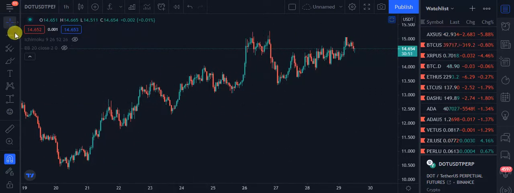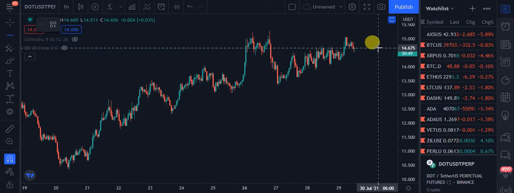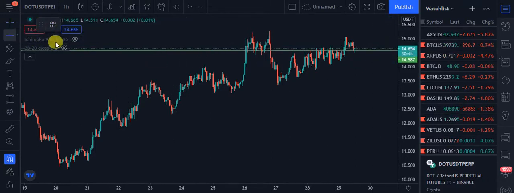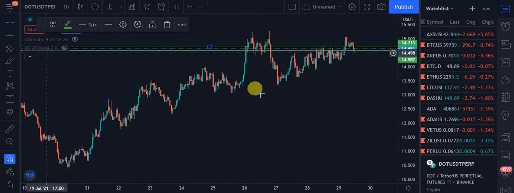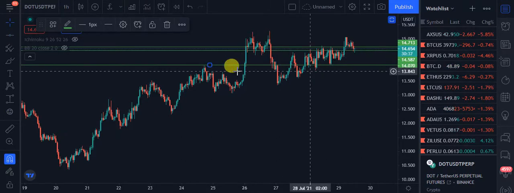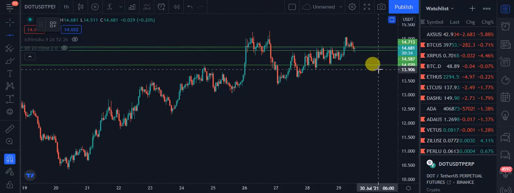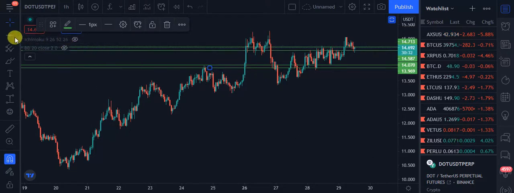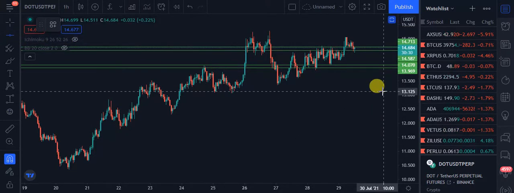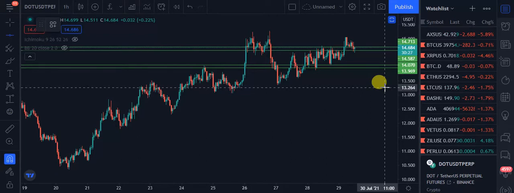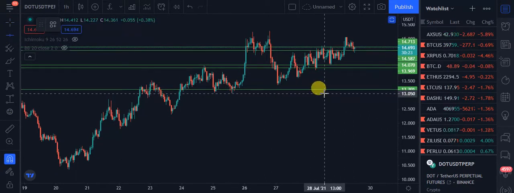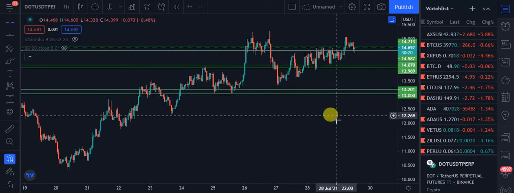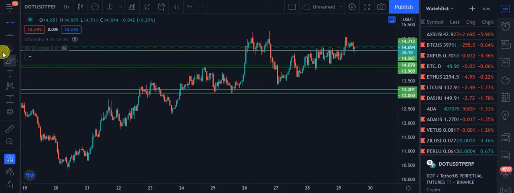So I have a level here, the level here, we have a level here. You can see those levels I'm drawing, they are strong levels. So that's the first thing: you just make sure you draw very strong levels, ones that have been used like 2 or more times.